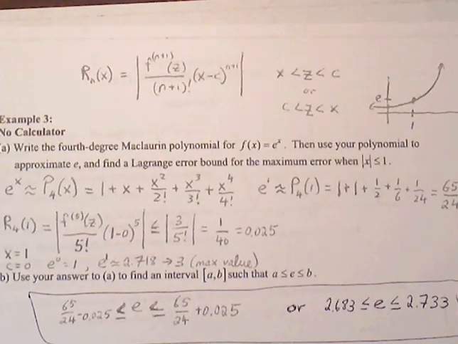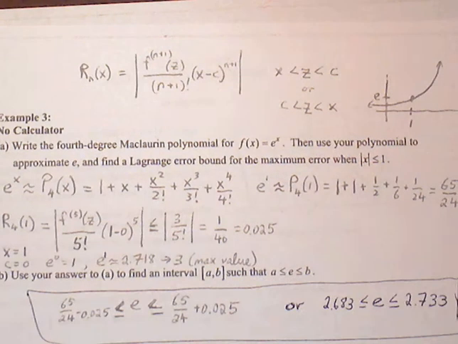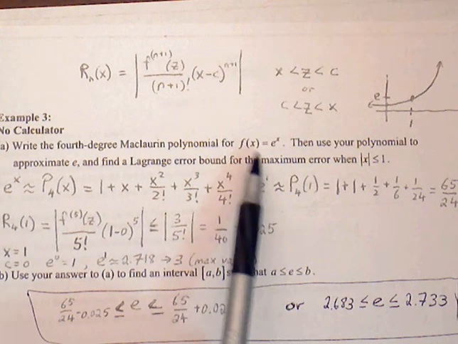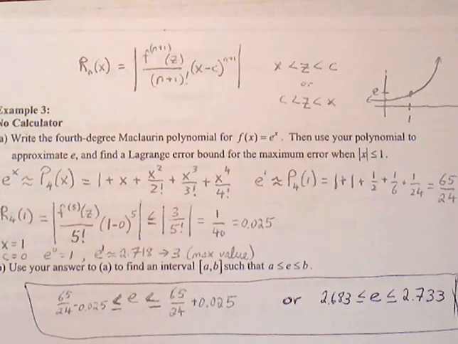Okay, let's continue with our notes for 9.7b Lagrange error bound, and we're going to start with example 3. Write the fourth degree Maclaurin polynomial for f of x equals e to the x. Then use your polynomial to approximate e and find the Lagrange error bound for the maximum error when the absolute value of x is less than or equal to 1.